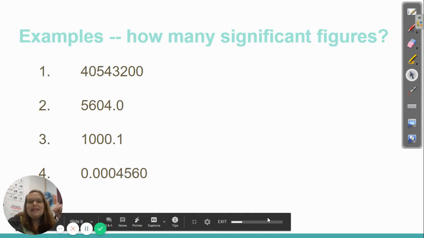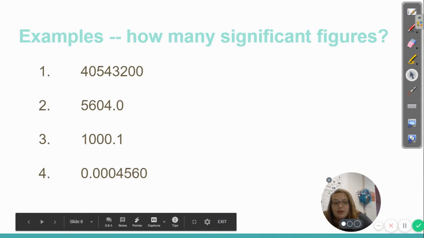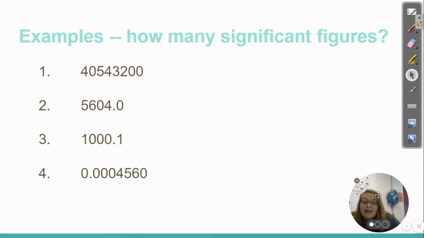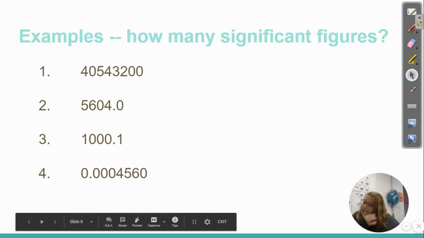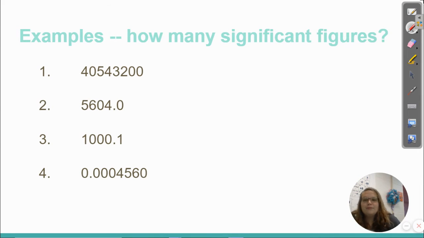Okay guys, so in this video, I am just going to go through all of your examples for this unit. All of the other notes are going to be found in the slides. I recommend that you actually go through and read the slides. So here we go. Let's identify our number of significant figures in the following problems.